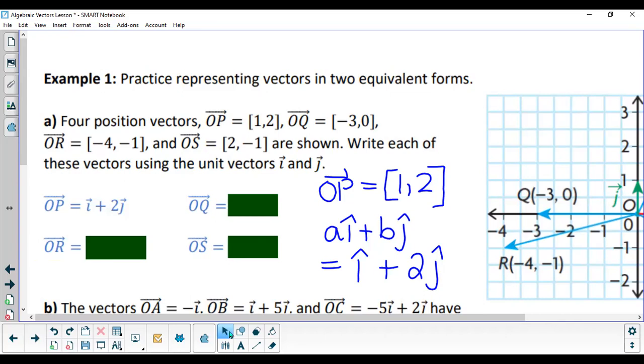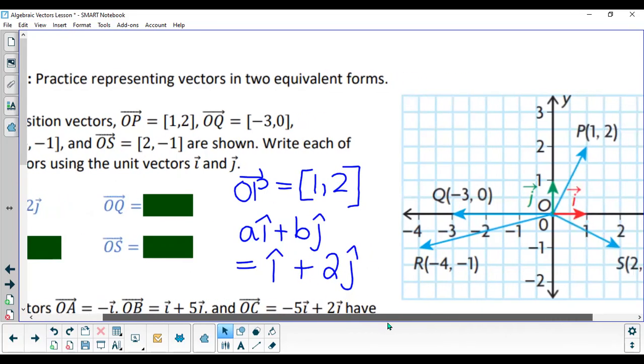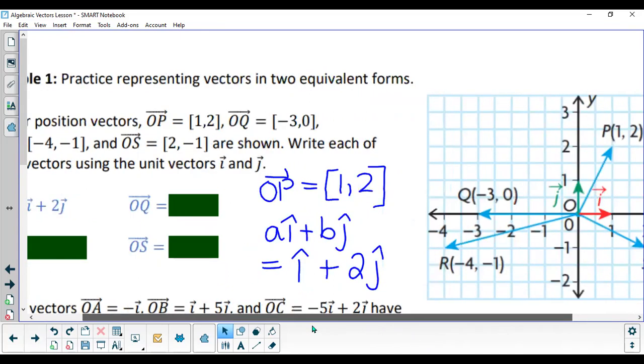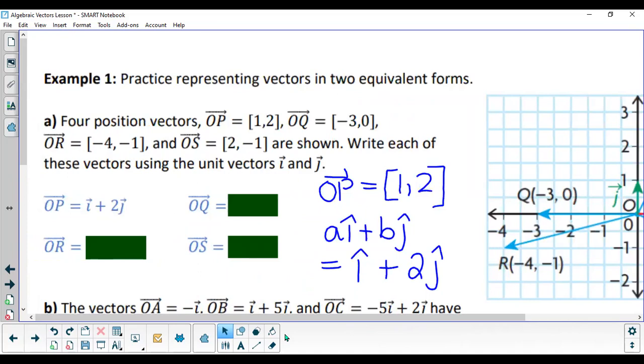i plus 2j. And if I look at OP, I can see that I need 1 unit vector horizontally and 2 unit vectors vertically in order to get from the origin to the tip. And that's what we're mapping out. How many unit vectors do we need? How can we break up that position vector into horizontal and vertical components? Now for the next question, -3, 0. There is a horizontal component. There are no vertical components.